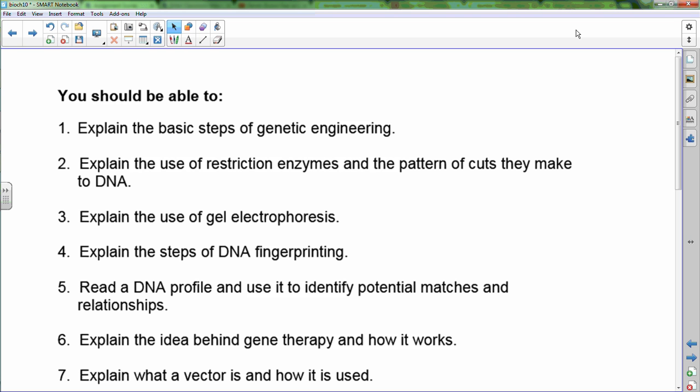Okay, number 2, explain the use of restriction enzymes and the pattern of cuts they make to DNA. So the whole point of restriction enzymes is they always cut where there is a specific sequence. They'll cut anywhere that sequence shows up. Some restriction enzymes are going to cut just straight down through the DNA. But remember, the useful ones are the ones that make those jogged cuts, sticky ends. Because if you cut one thing with sticky ends, and you cut another thing with the same restriction enzyme, it has the same sticky ends, and it's a lot easier to put those things together with ligase enzymes to seal them up.